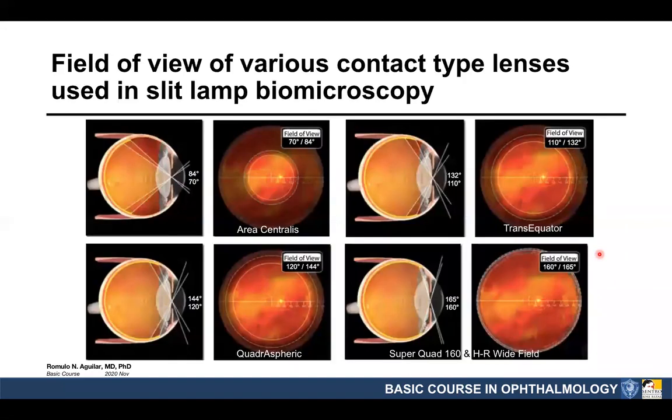Again, this is an illustration of how wide the fields of view will be for the area centralis, for the transequator, which goes beyond the equator, the quadraspheric, it's a little bit wider than the transequator, and finally your Super Quad, which actually almost reaches the ora serrata. And even wider than this would be your Mainster 165.